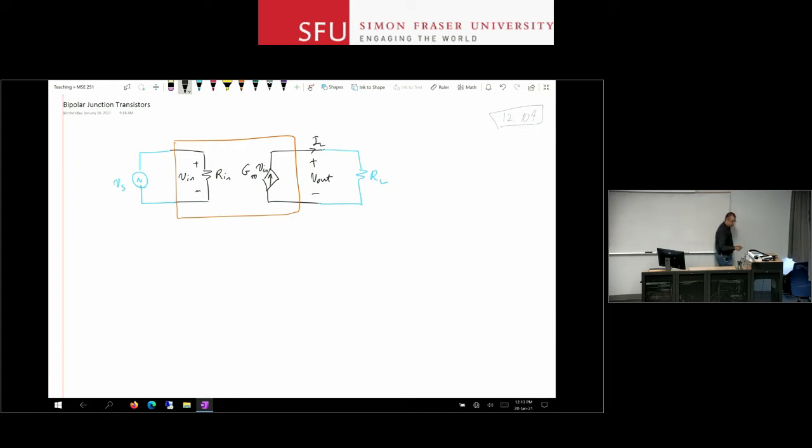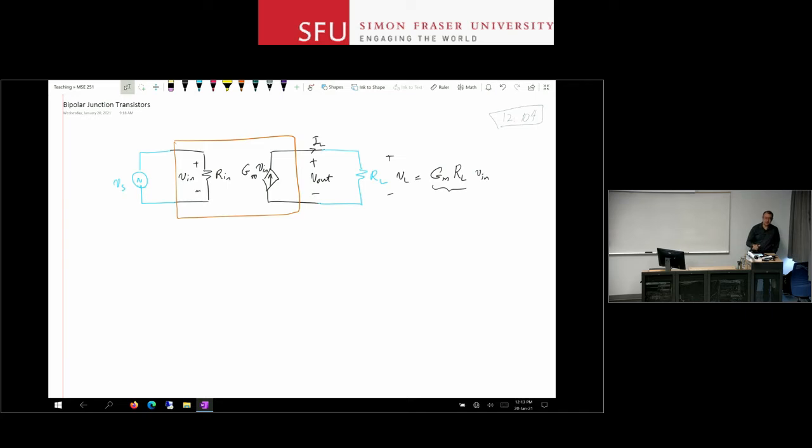If I look at this circuit, this Vout, this VL, is actually going to be Gm Vin RL. You can do the quick calculation for yourself to convince yourself this is the output. If that GmRL is larger than 1, which hopefully I can do, then I actually have some gain. The output voltage can be larger than the input voltage, and so on. So I'm looking for a device that can do this for me.